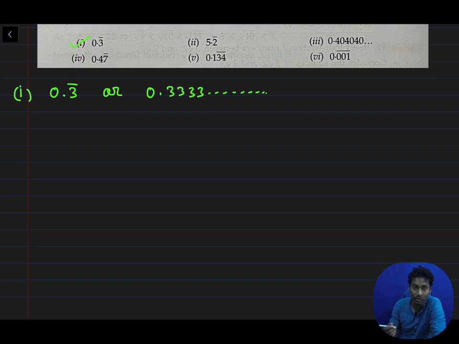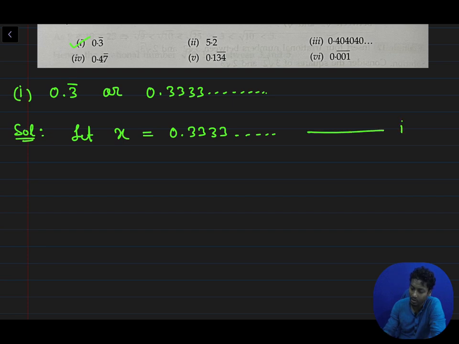So in this we use the technique where we form two equations, remember. So we can say let x is equal to 0.3333, and we can name it as the first equation. So always remember, when you form the first equation, try to have the repeating digit just after the decimal place. If there is a non-repeating digit after the decimal place, try to remove it or try to shift it before the decimal place. We'll look at an example.